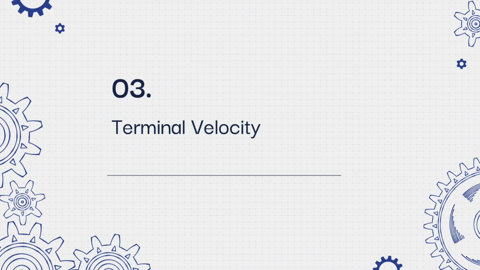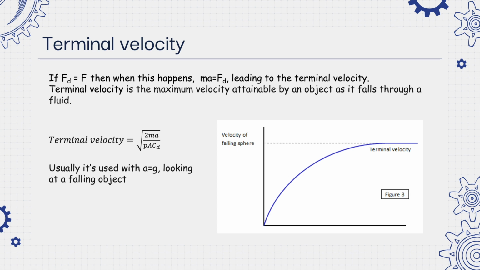Terminal velocity. Terminal velocity is when the drag equals F, the force pushing the object. For example, if an object is falling, F equals Fg, the gravitational force. If the gravitational force is the same as the force of drag, the object is not going to accelerate anymore. It means that if there is no acceleration, there is a terminal velocity.